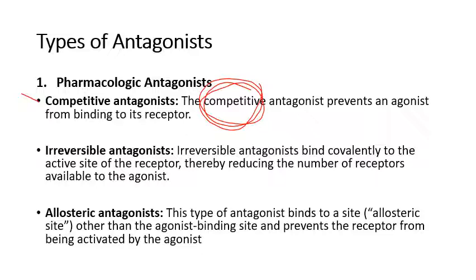For irreversible antagonists, the binding of an antagonist with the receptor is irreversible, because the bond that will be formed by the interaction of antagonist with the receptor will be a covalent bond, and the active site of the receptor will be fully occupied.